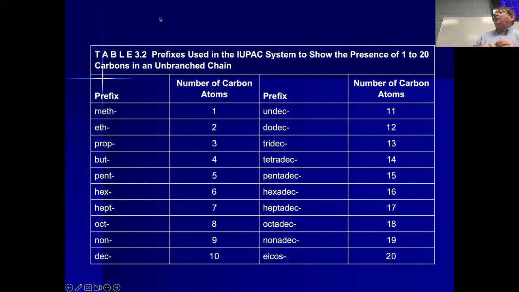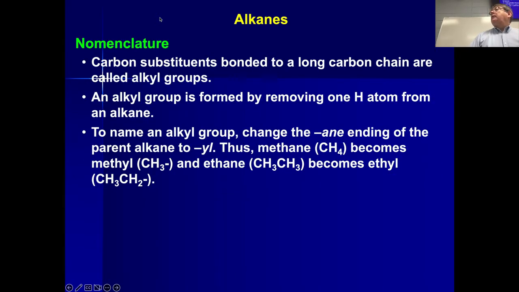All right? But what you notice is all of your alkyl groups will just be the alkanes that you learned minus the A and E ending. You just add YL, right? So methyl butane, right? CH3, it's got one carbon atom. Okay? So that's what we do. Once the carbon substituents bond the longest carbon chain, those are called alkyl groups.